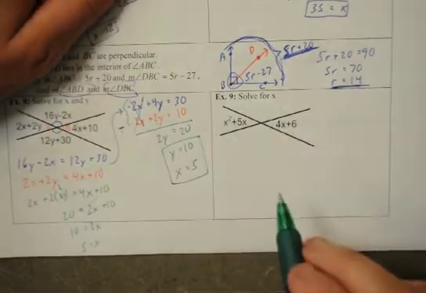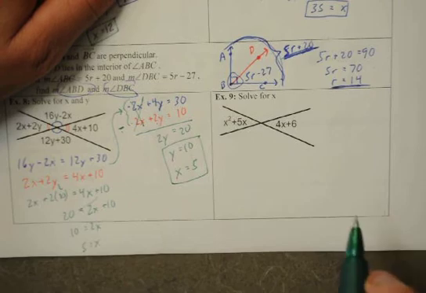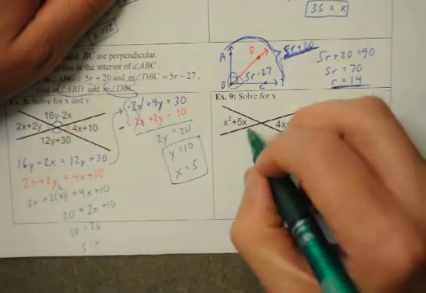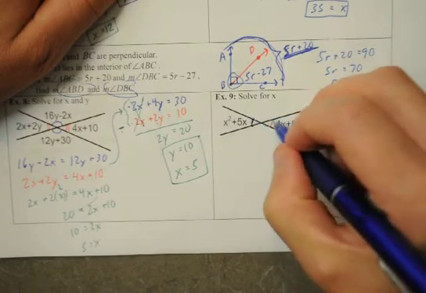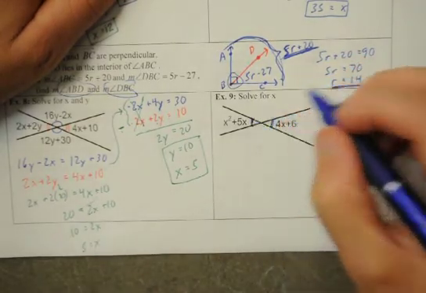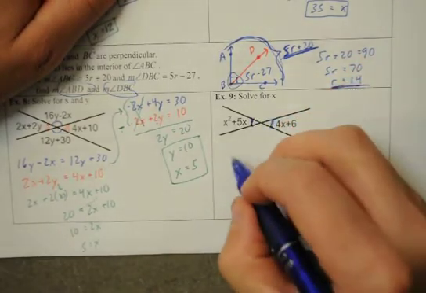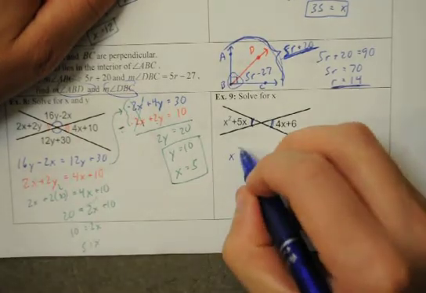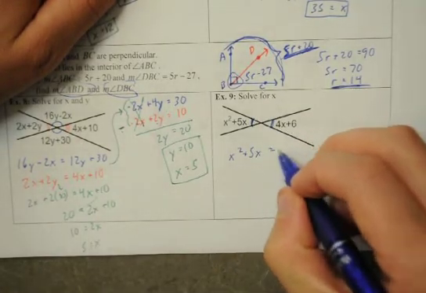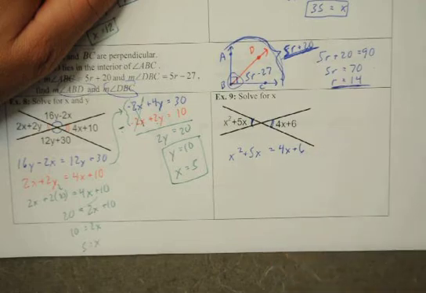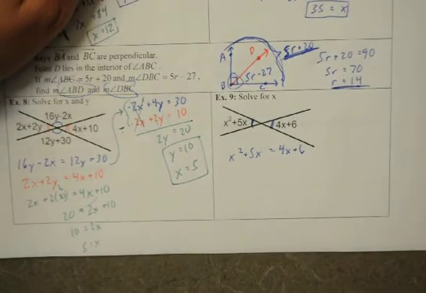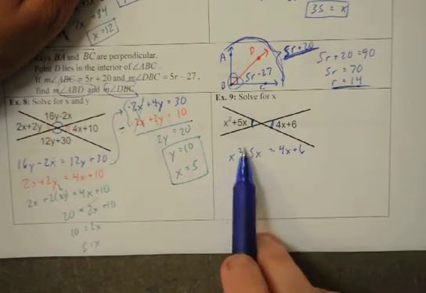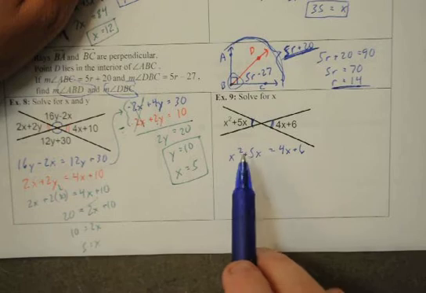Over here in example 9, we've got these two angles are the same because they're vertical. So therefore, I can do x squared plus 5x is equal to 4x plus 6. That's a good equation. This has an x squared. I'm not sure that we've done one like this yet. When it has an x squared, that's called a quadratic.